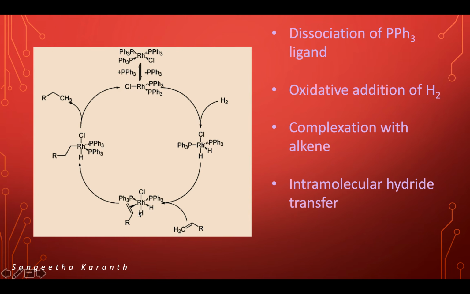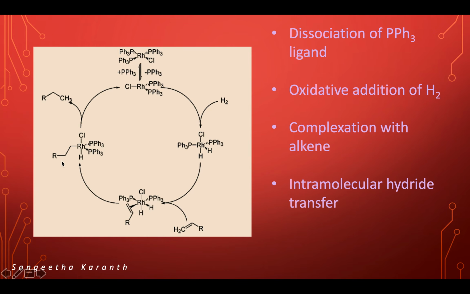So one of the hydrogens, which is nothing but the hydride in this case. Intramolecular means what? Within the same molecule. So within the same molecule, one hydride is transferred to this double bond, so that this double bond gets converted into a single bond. Here rhodium is coordinated with this double bond as an alkene ligand, and now because of the hydride transfer, this terminal carbon is bonded to the rhodium metal. So we have Rh, CH2, CH2, R.